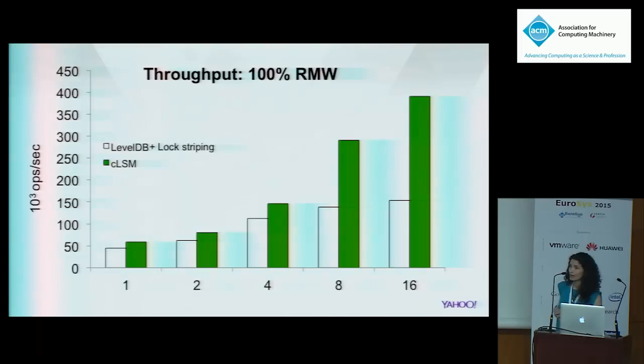For read-modify-write, we used a put-if-absent flavor operation. Most existing systems do not support read-modify-write as a native operation. Therefore, we augmented LevelDB with a textbook implementation of read-modify-write using lock striping. As you can see, cLSM throughput is 2.5x better than the baseline.